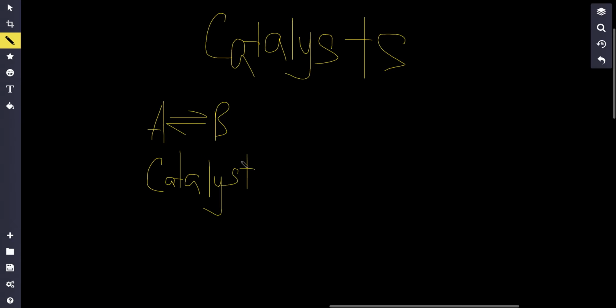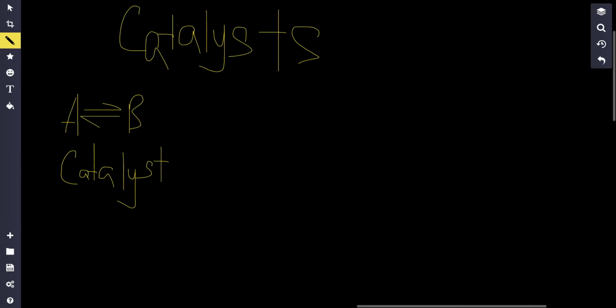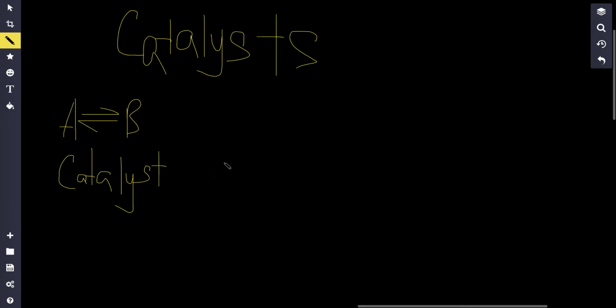So what do you think a catalyst does in terms of the rate of reaction? Well, what catalysts do is they lower the activation energy for a reaction, and therefore they increase the rate of a reaction. But the thing to note is that catalysts actually don't change the equilibrium position. So if a reaction is at equilibrium and you add a catalyst, the reaction is going to stay at equilibrium. It's not going to shift to one side or another.